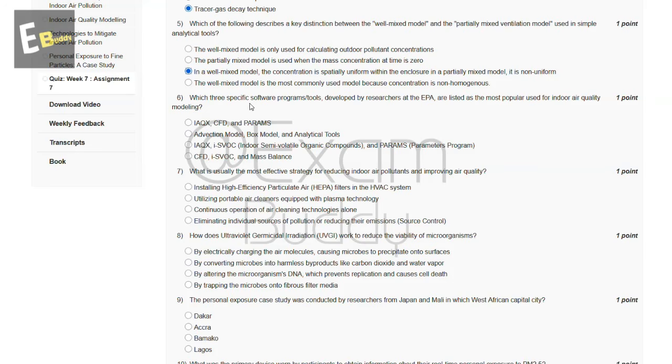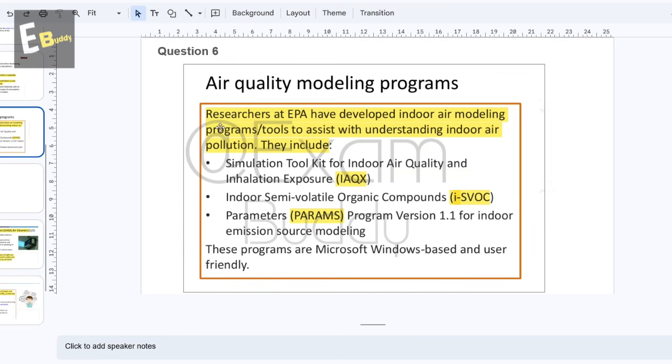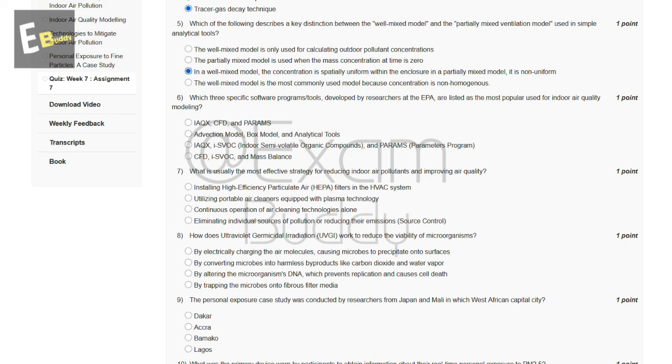And now let's go to our question number 6. Which three specific software program tools developed by researchers at the EPA are listed as the most popular used for indoor air quality modeling? So these are the options. And now let's check the explanation. So explanation says researchers at EPA have developed indoor air modeling programs and tools to assist with understanding indoor air pollution. They include IAQX, ISVOC, PARAMS. So the answer of our sixth question is C.